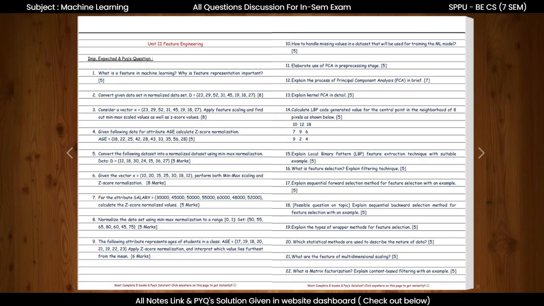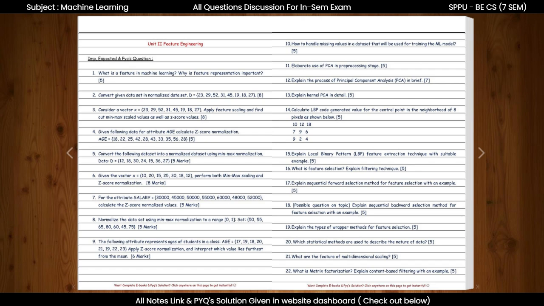Now let's move on to our next important topic, handling missing values. From this topic, we can expect questions like, how to handle missing values in a dataset that will be used for training the machine learning model? Handling missing values is critical because most machine learning algorithms cannot handle them on their own. We can either remove the rows with missing values, or we can fill them using methods like mean, median, or mode imputation. For categorical data, we can use the most frequent value. We can also use advanced methods like predictive modeling to guess missing values.